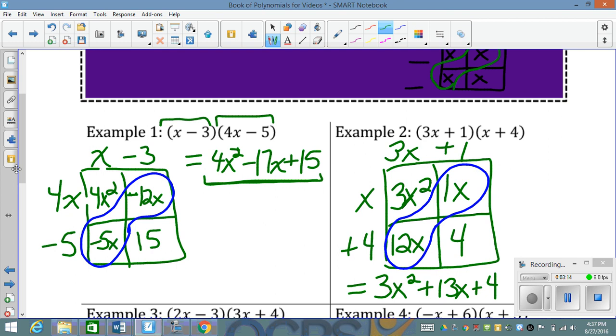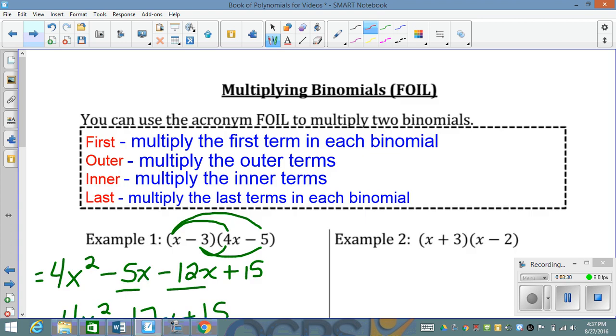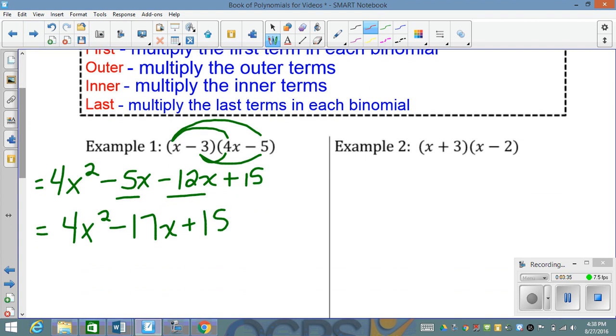So here, this is my F, this is my O, outer, this is my inner, this is my last. So again, my work is exactly the same. I'm just organizing it slightly different. Okay? All right, let's go ahead.